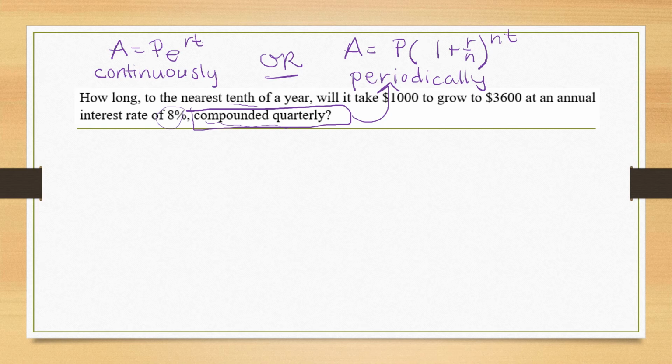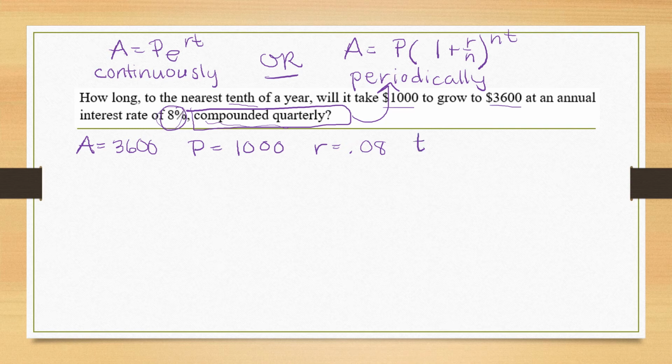So let's determine all of our variables. We have A, and A is the ending amount. Well, that's the 3,600. And we have P, which is the principal amount. That's 1,000. And we have the rate. Well, that's 8%, and we're going to put that as a decimal, 0.08. And we have, not R, we already have R.